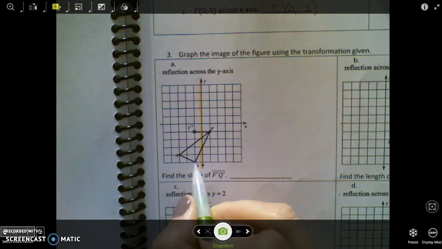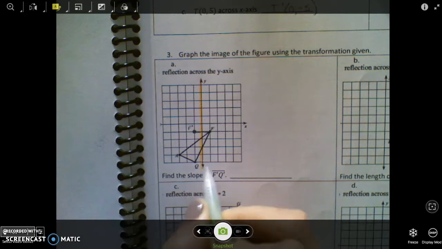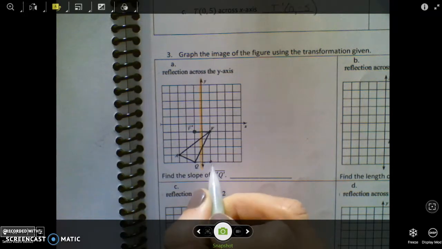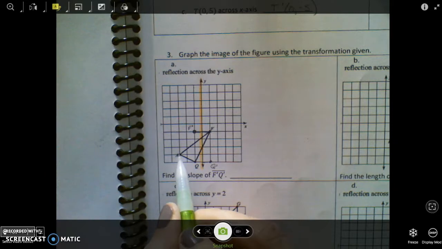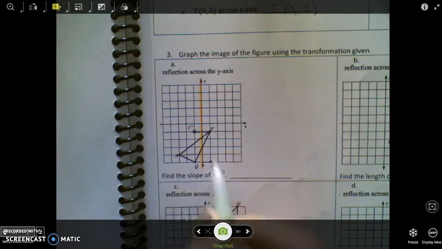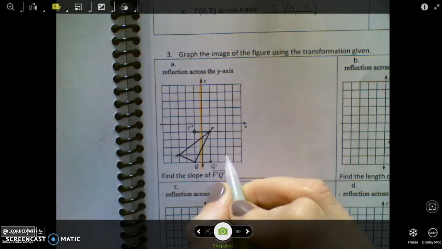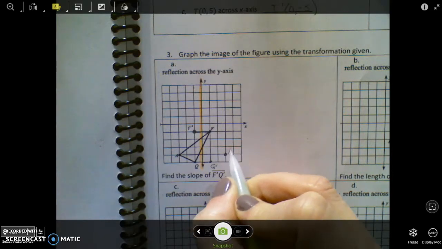I'm going to do the same with my other points. I currently see that Q is 1 away from my axis on the left. I'm going to flip over it, so I'll be 1 away on the right. Q prime is now in quadrant 4. And then lastly, point, I think that's an A, is currently 1, 2, 3 units on the left. So I'm going to flip it over and put it 3 units on the right. That'd be point A prime.